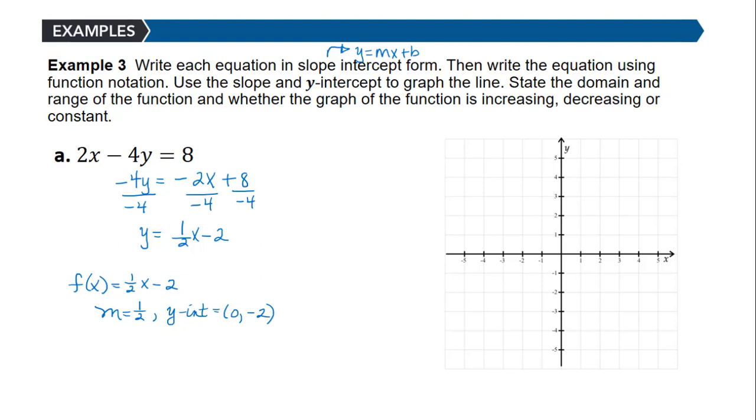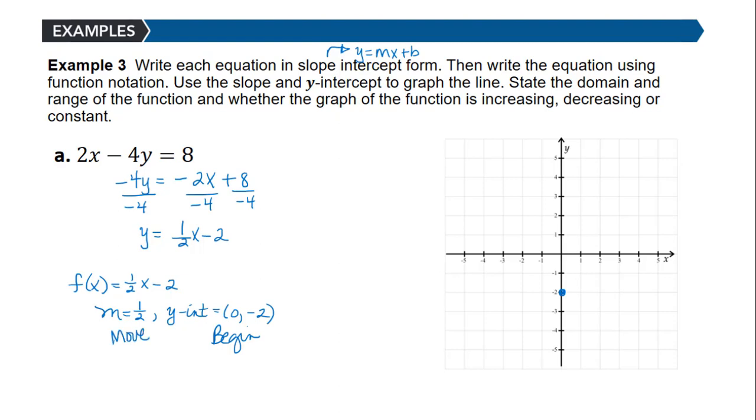Now, how can we use that information to graph? And we'll answer the domain and range in just a minute. So we think about the slope is how we move from one point on a line to another point, right? It depicts the rise and run between points. The y-intercept is a specific point on the line. So think about b is telling you where to begin, and m is going to tell you how to move to another point. We will begin at 0, negative 2, and then we'll move according to our slope.